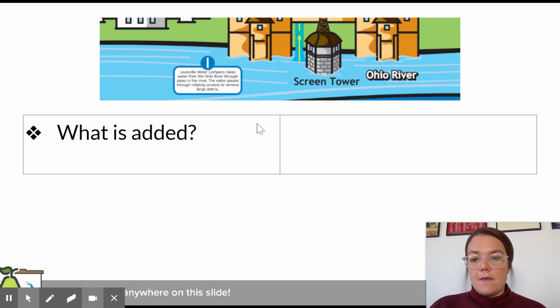All right. And then the third thing is what is being added. And this sometimes might be nothing. There might be nothing that is added or used. So if you have to put nothing, don't get super stressed out. But again, let's look here at this first step. What is being added at this process? So you could have said rotating screens, but that's not really being added. That's just what's being used to create that filter barrier. Nothing, no chemicals or anything is really being added to this.